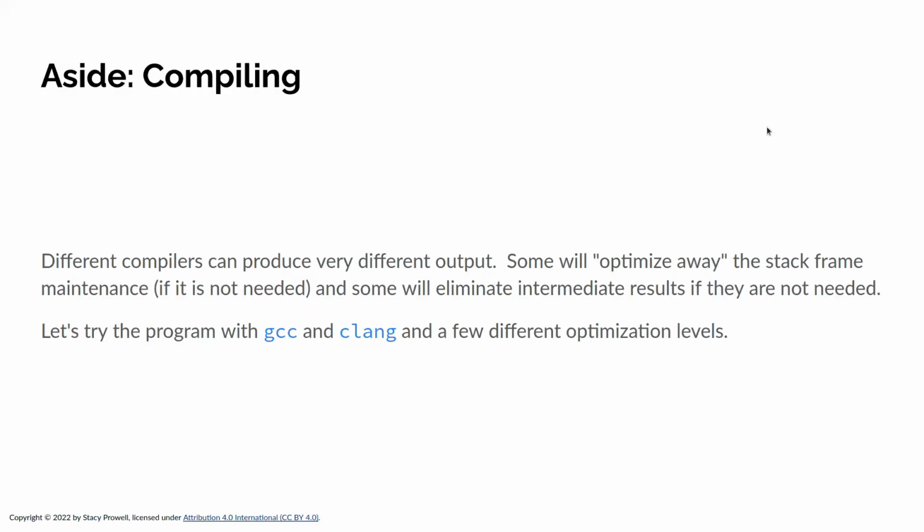So before we get too deep into this, it's always worth looking at other ways of doing program analysis, and it's also always worth looking at the output of things like compilers, because you can learn some stuff about what programs look like by looking at what the compiler will do. Different compilers produce different output. Some optimize away stack frame maintenance, some local variables, all sorts of stuff that may or may not be needed. And some eliminate intermediate results. We've seen that previously as well.